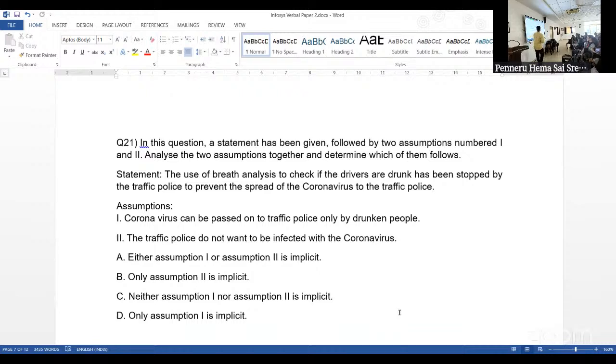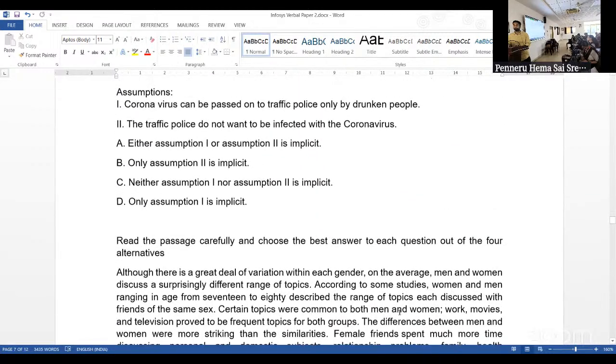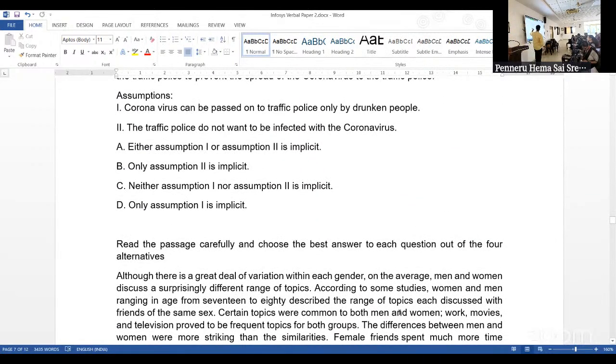Only assumption 2 is implicit. Why is A not implicit? Very good. They did not mention only drunken people in the sentence, so that is the reason A is incorrect. This is an assumption, so we want to give our judgment based on what is there in the statement. The answer is only 2 is implicit.